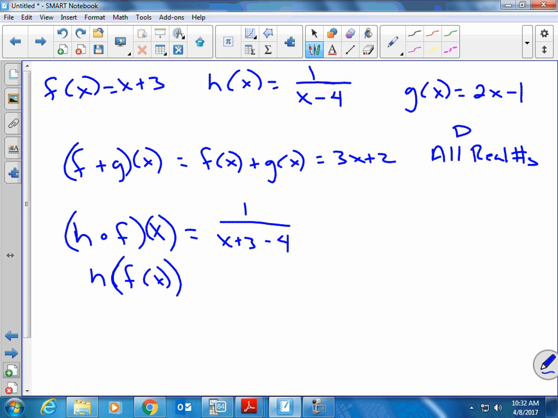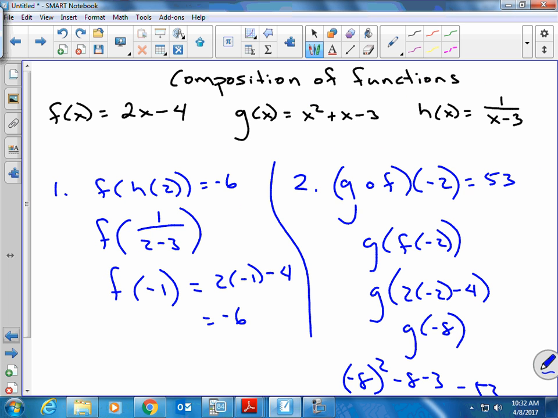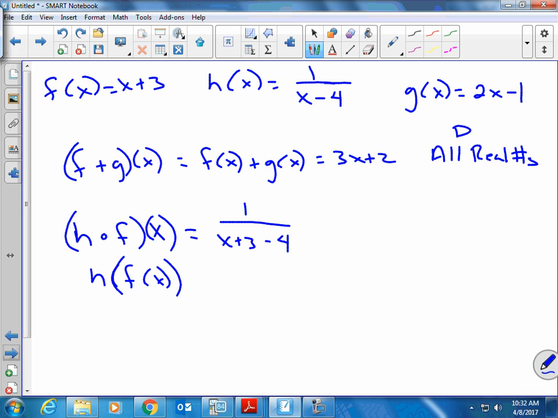Typically, we had a number here, and we evaluated f of x, and we put that answer into whatever's outside, right? Like we did right back here. We found h of 2, took the answer to that, and plugged it into f. Well, now I can't evaluate that. I don't know what the answer to f of x is, because I don't have an x value. I'm just going to plug in the entire equation of f of x and put it into the x in h of x. Combine like terms on the bottom, and I get 1 over x minus 1.